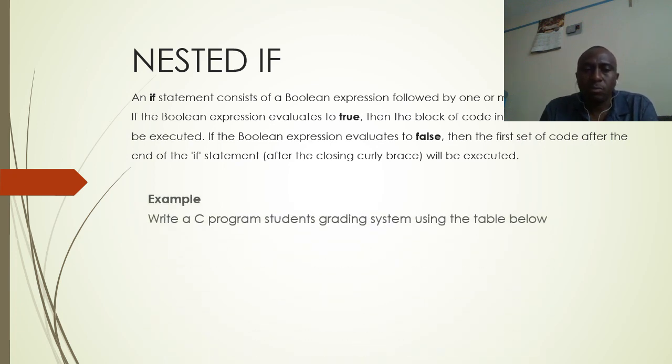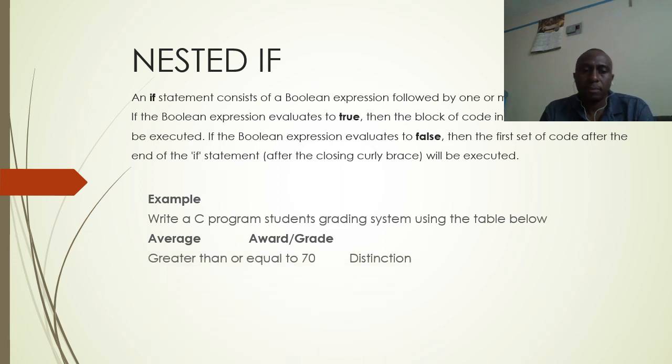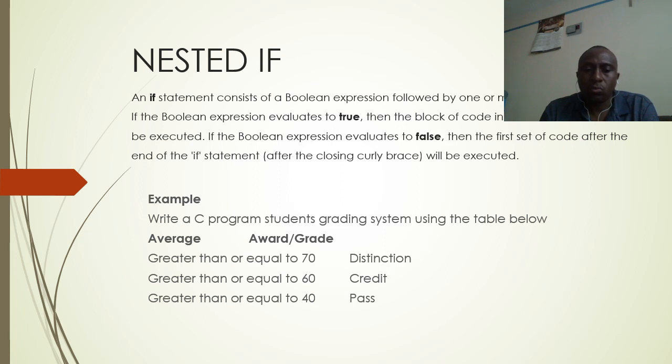Write a C program for a student grading system using the table below. Now here we want to put a grade according to the averages. For example, when the average is greater than or equal to 70, that one will give distinction. If it is greater than or equal to 60 it is a credit, greater than or equal to 40 is a pass, less than 40 is a fail. Let's now check the program.